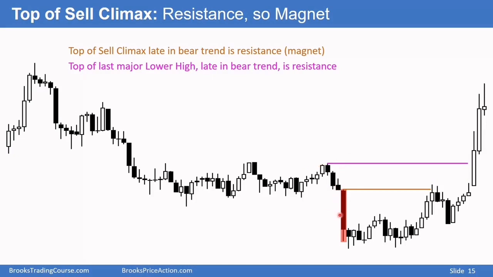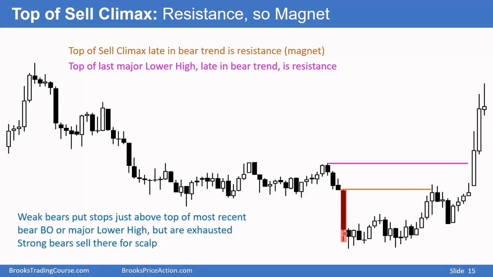The top of the entire strong sell-off is a magnet as well. This is the last major lower high, strong breakout to a new low, so it's a major lower high, and the bears are in a bear trend as long as it keeps forming major lower highs. If it gets above a major lower high, the premise of a bear trend is no longer valid. The market's either in a trading range or in a bull trend.